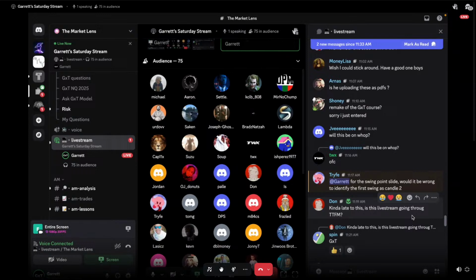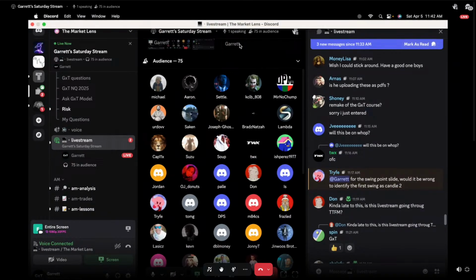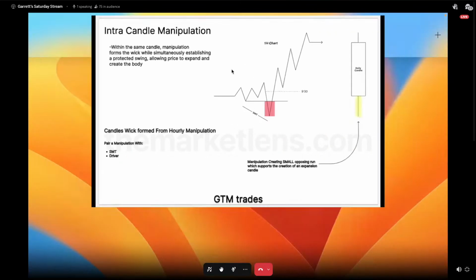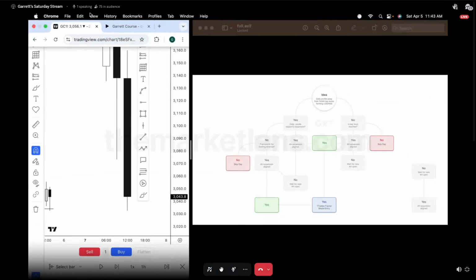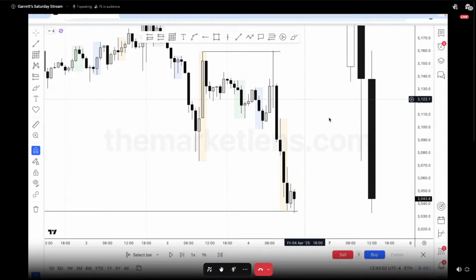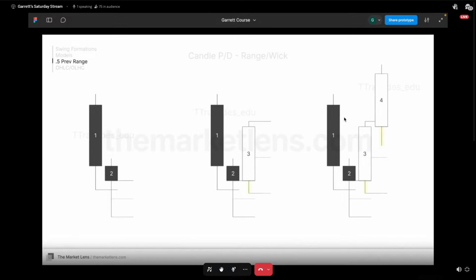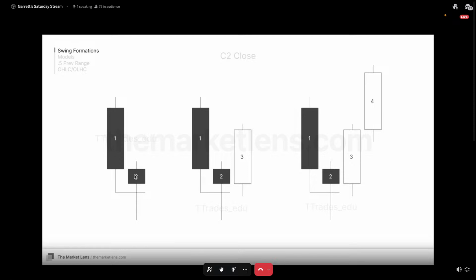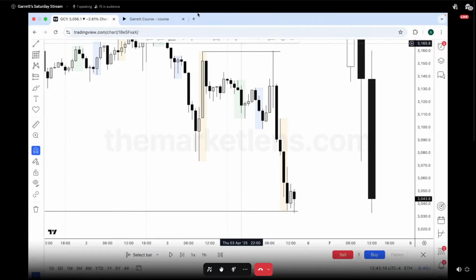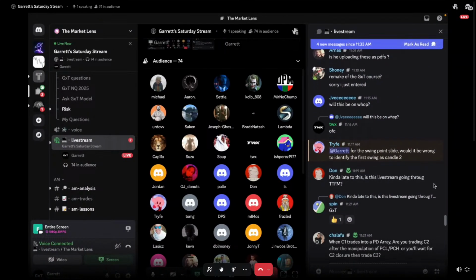For the swing point slide, would it be wrong to identify the first swing as a candle 2? Yeah, that's what it is, right? So, hold on, let me fix this. This is out of order. What did I just do, bro? Whatever. Okay, how do I fix this, guys? Okay. If we go all the way back to swing points, this is a candle 2 close swing point, right? The first one is that. Yeah, kind of like this.